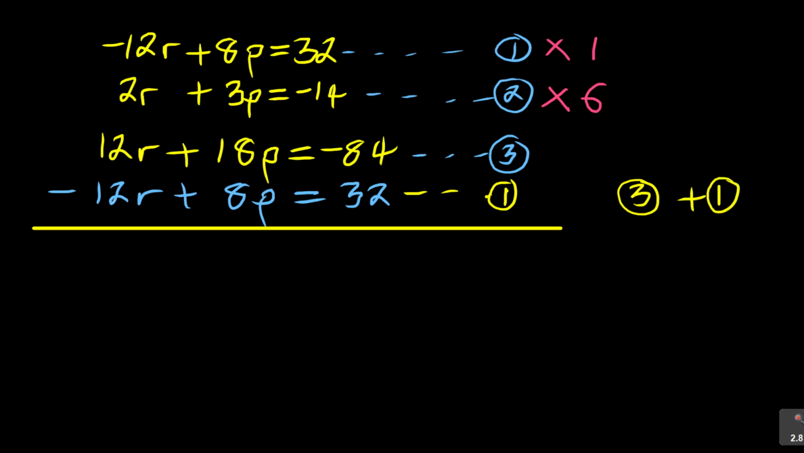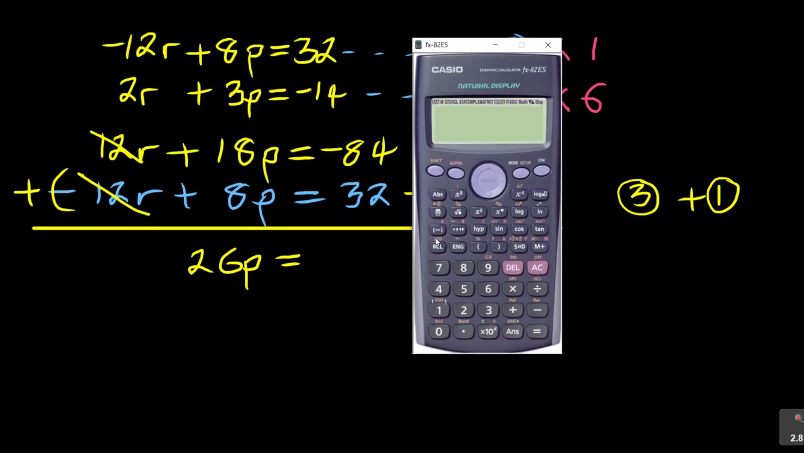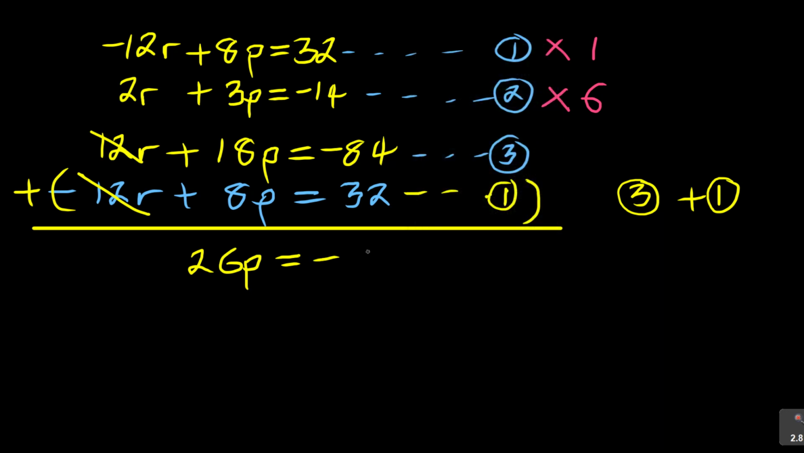So 12 plus minus 12 cancels out, you see? Equation 3 plus equation 1. When you say 12 plus minus 12, that cancels. And then you say 18 plus 8. 8 plus 8 is 16, and 1 plus 1 is 2. So 26p is equal to, I think I need a calculator, guys. I'm not good with this. But let's just say 18 plus 8 is 26. Then minus 84 plus 32, I've got negative 52.